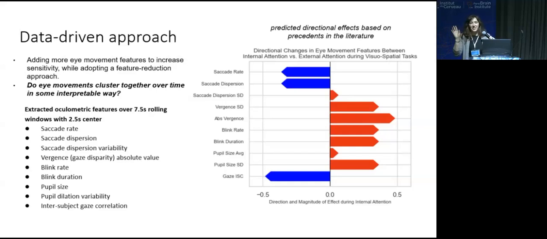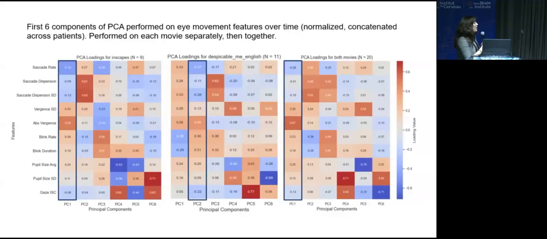But the net is that the hypothesis-driven first attempt actually matches pretty well what we see with a data-driven approach. So let's just throw all of the eye features into a PCA and see what happens. We know what we would expect from the literature in terms of the loadings. And wouldn't you know, PCA found the same principal component in both movies, that if you look at the loadings and the direction of them, looks exactly like what we would have expected.